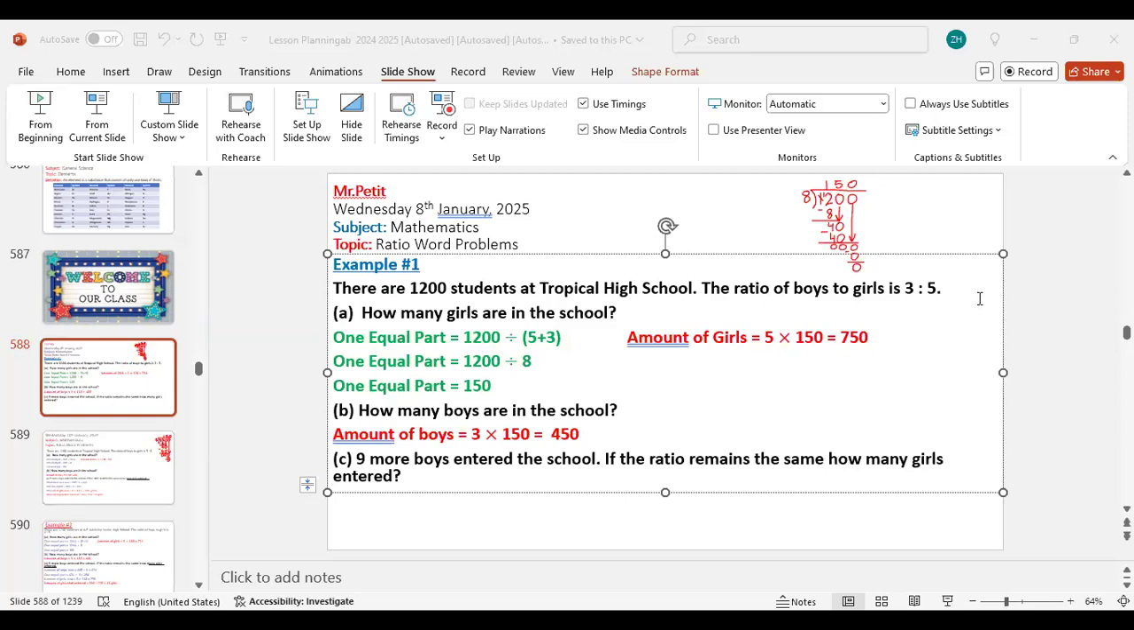Anyone have any answers? I don't see nobody putting in the chat. 15. Camero saying, okay. Seeing different answers. Caitlin, put your answers inside the chat. Someone saying 741, someone saying 15, someone saying 9. Put your answers inside the chat for me, please. If 9 more boys entered and the ratio remains the same, how many girls entered, right? So you have to use the principles that we have been doing to be able to get this.